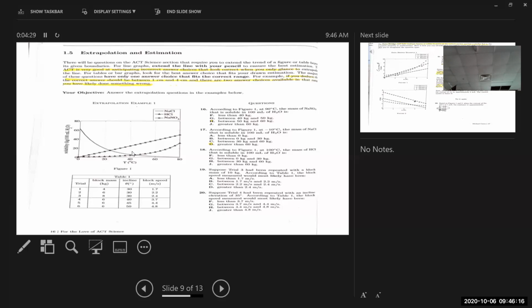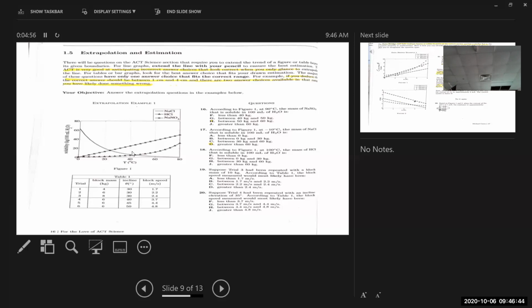Somebody define data bridge for me. What is it, Jack? It's the two things in the same on each table. Yes, it's the variable that both tables have in common. So I'm going to write: the data bridge is what both tables have in common.